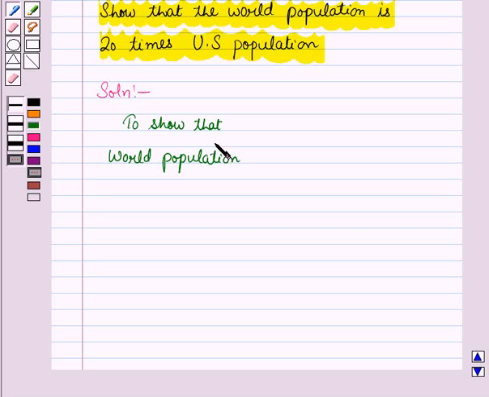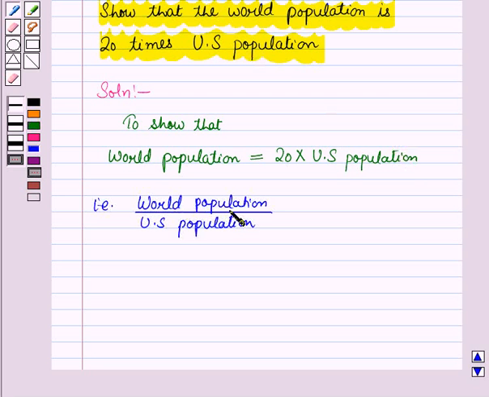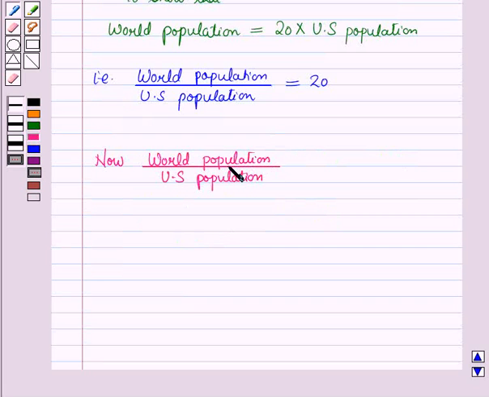Now we have to show that world population is 20 times US population. That means we have to show that world population is equal to 20 into the US population. That is, we have to show that world population upon US population is equal to 20. Now let us find world population upon US population. Now world population is given as 7.4 into 10 raised to power 9 upon US population is given as 3.6 into 10 raised to power 8.